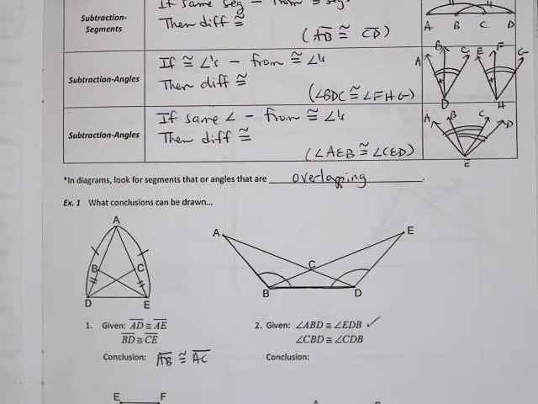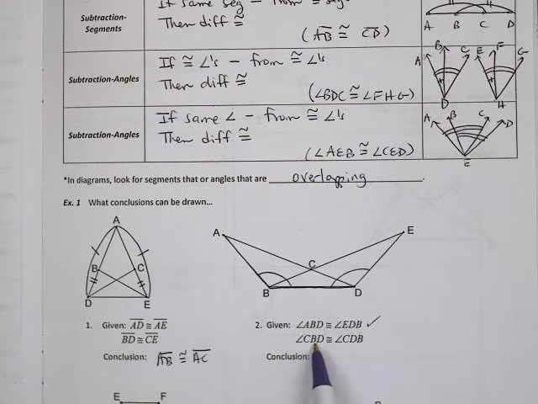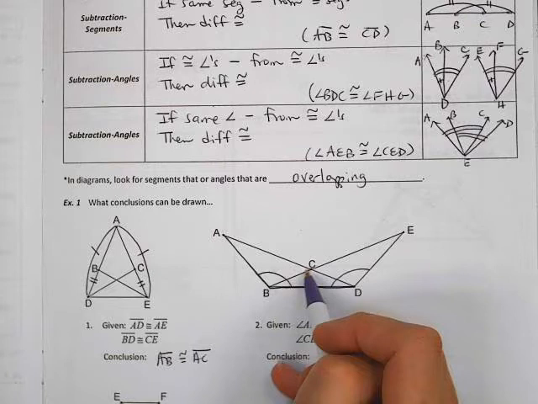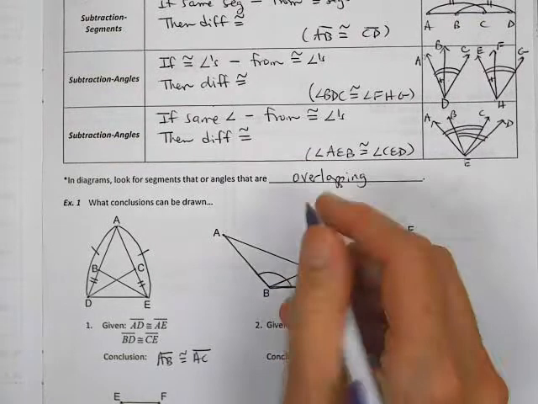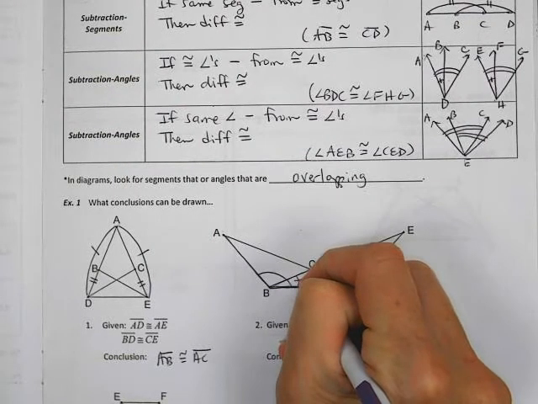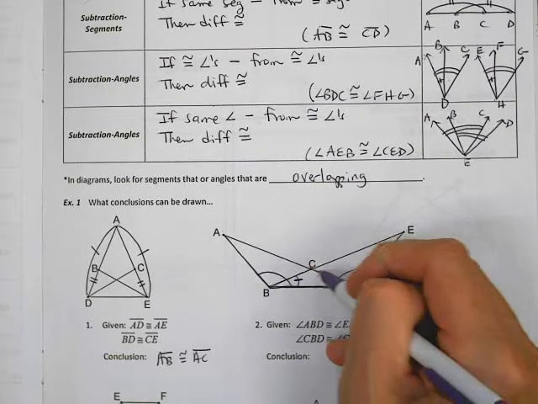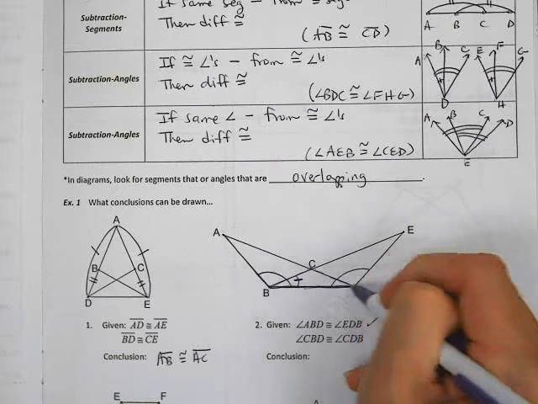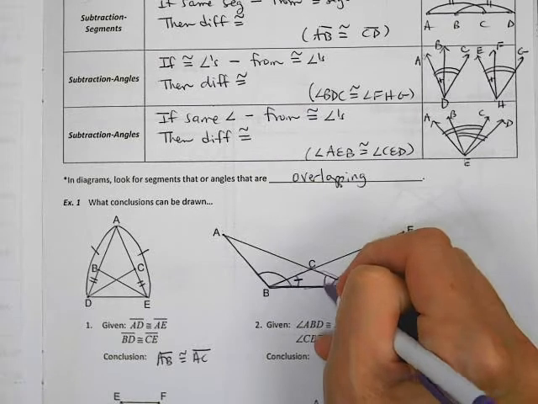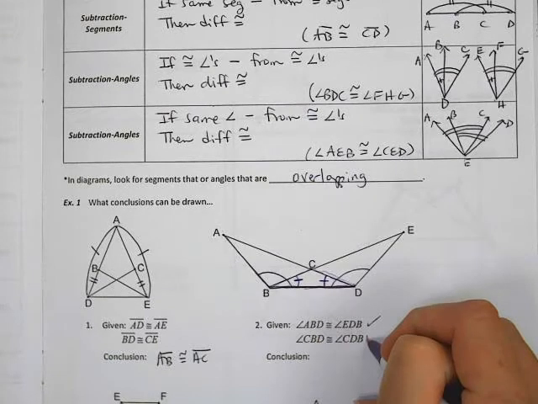Okay. Then in purple, I'm going to mark this next one, CBD. So that's this angle right here. I'm going to put a little single mark on that one. Congruent to CDB, that's this angle. So I'm going to mark that opening. So I've checked those off.